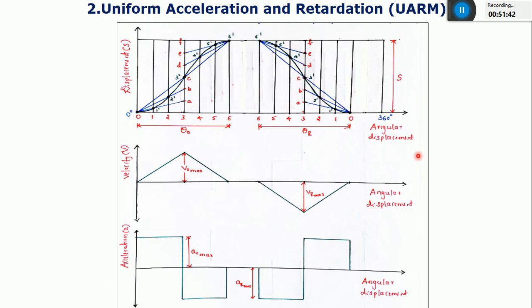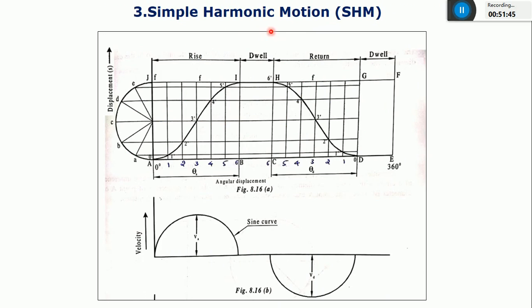And the next one is simple harmonic motion, that is the SHM, simple harmonic motion of the follower. And again, this is the displacement diagram versus the angular displacement, and this is the velocity versus angular displacement. And I would consider this curve which is obtained in the velocity diagram. Since it is having a sine curve during the rising of the follower, and this is the dwell time. Again, the follower is moving in a downward direction.